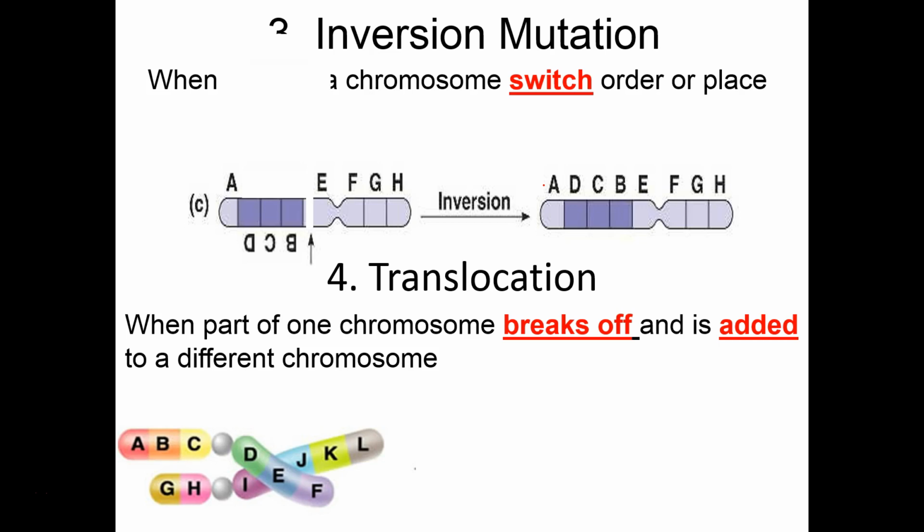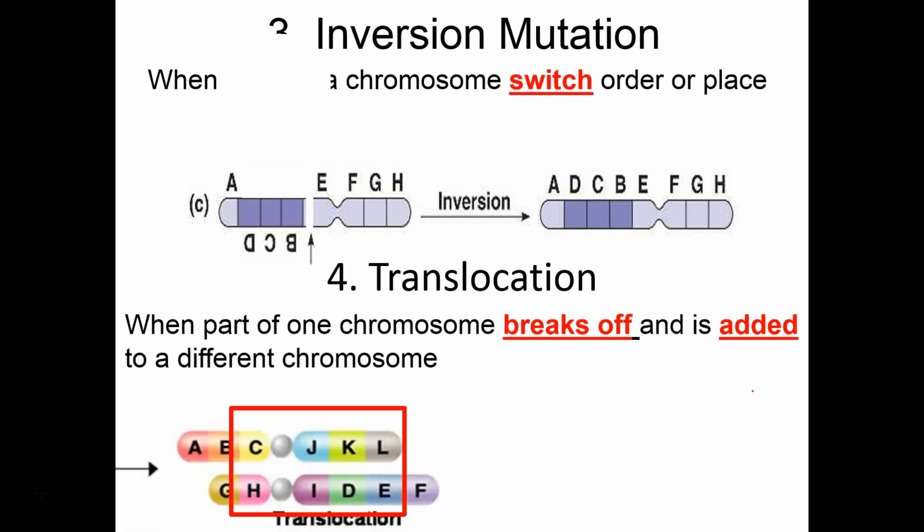Translocation is the last example, when part of one chromosome breaks off and is added to a different chromosome. So you can see here we've got our crisscross chromosomes down here at the bottom, and they're going to break off and reattach to opposite chromosomes.